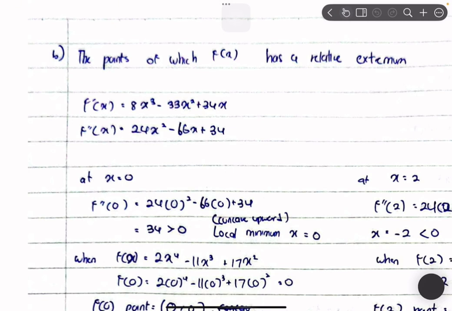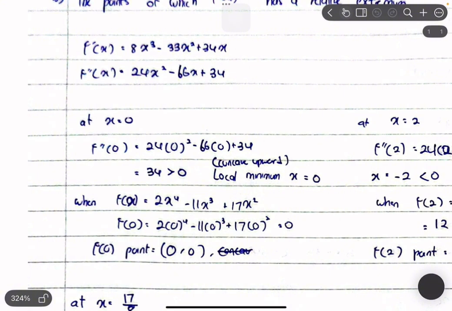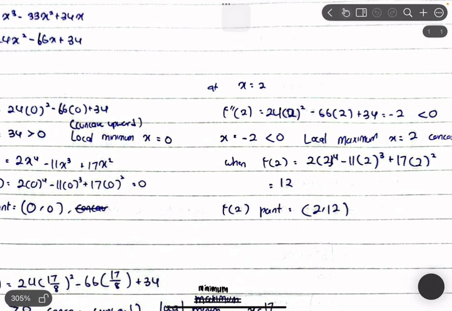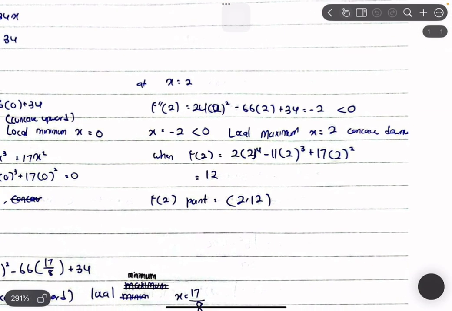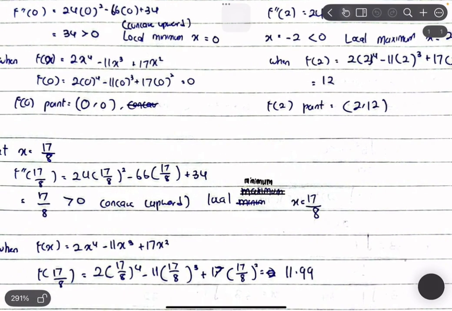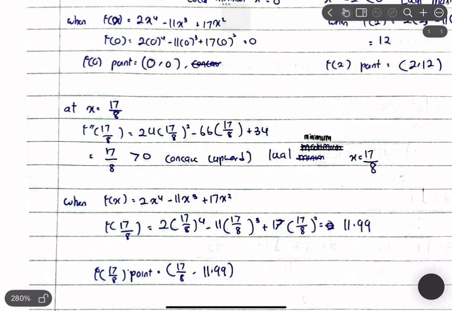For x = 0, we get the value 34, which is more than 0, so it is a local minimum because the graph is concave upward. For x = 2, when we substitute the value of x, we get -2, which is less than 0. When it is less than 0, the graph is concave down and the point becomes a local maximum. For x = 17/8, when we substitute the value of x, we get a value more than 0, so the graph is concave upward and we have a local minimum at x = 17/8.